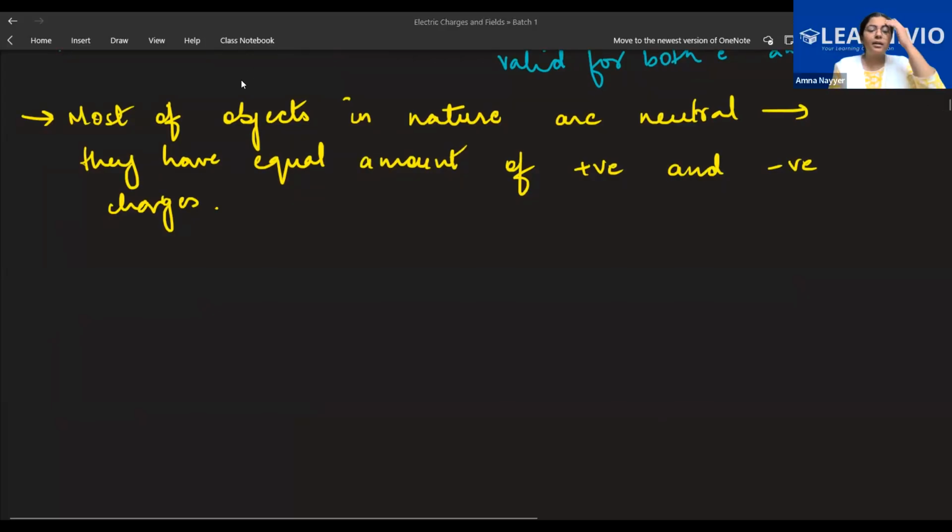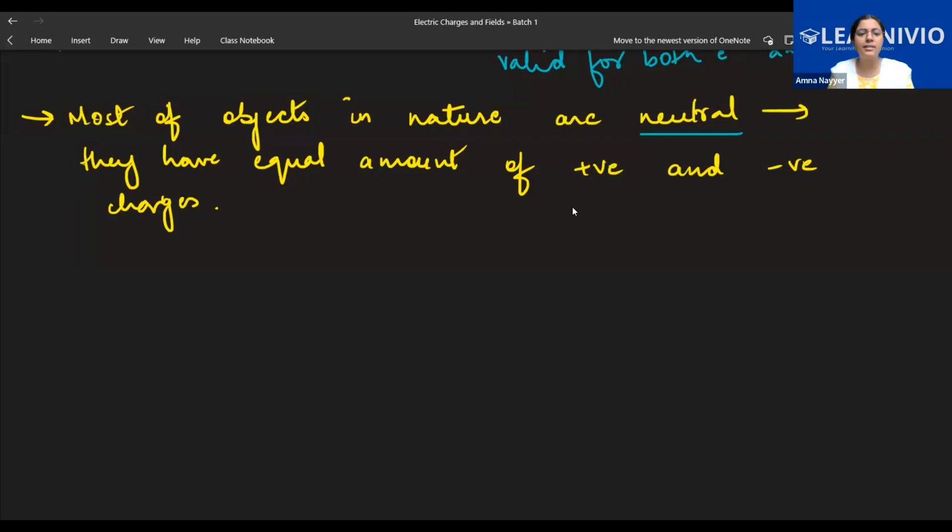Okay. Coming to this, before you write that part, just a small portion. When the amount of positive and negative charges are equal in number, we say that the body is neutral, right? So this neutral term means the amount of positive and the amount of negative charges are both equal in number.